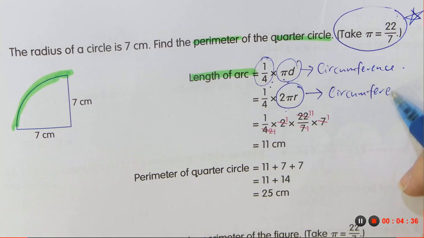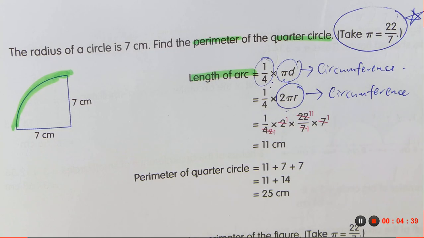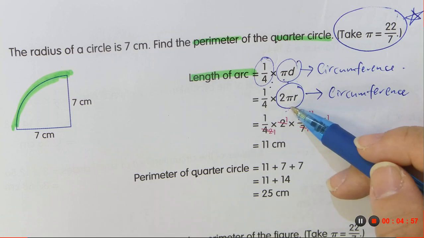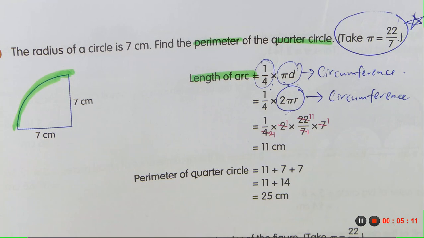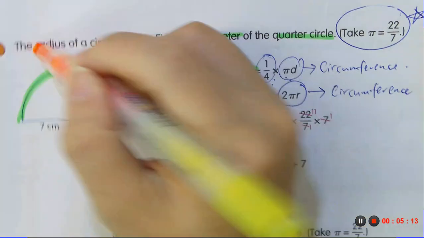So by now we should know clearly that there are two formulas that we must memorize for the circumference of a circle. In this case, there are two possible formulas, either pi times d or 2 times pi times r. In this question, they use 2 times pi times r instead of pi d. Why? Radius. Because the question provides not the diameter, but the radius.